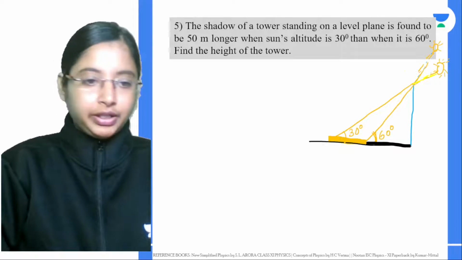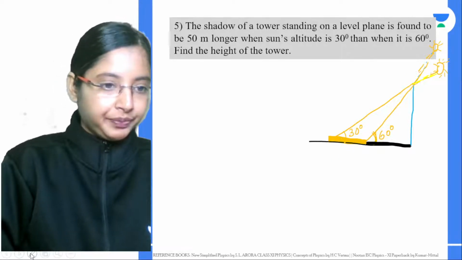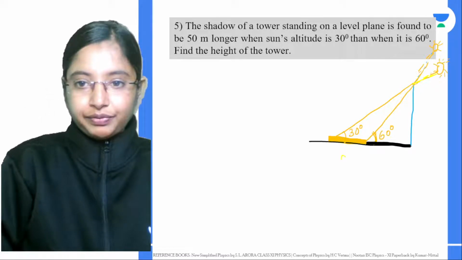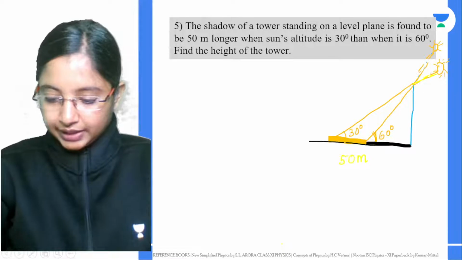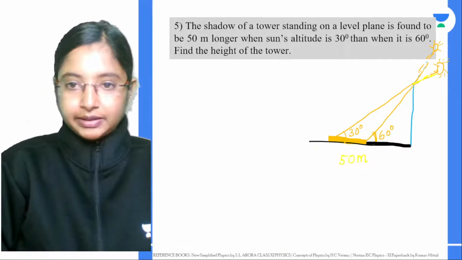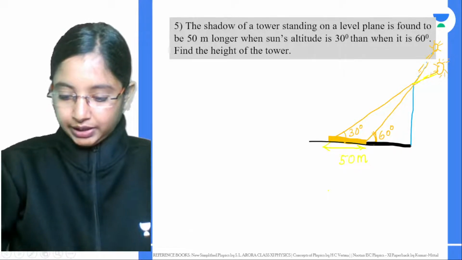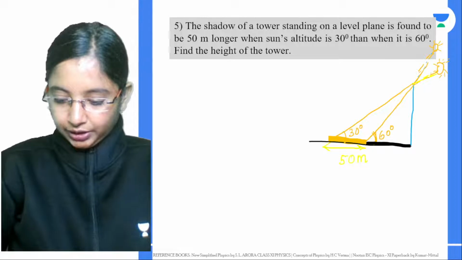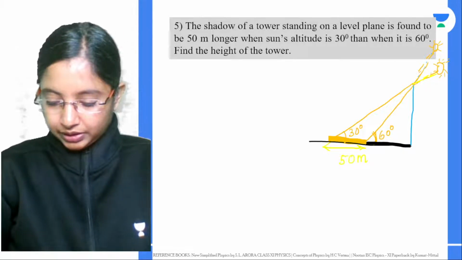How much? In the question itself it is given, it has gotten extended by 50 meters. This part is given in the question itself. This distance from this point to this is 50 meters. Now knowing this, we have to find the height. 25 root 3 meters is the height.